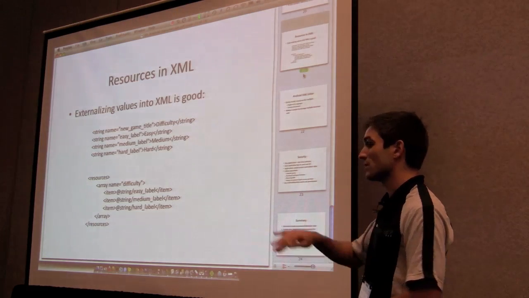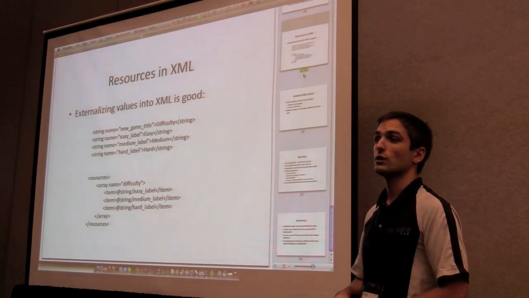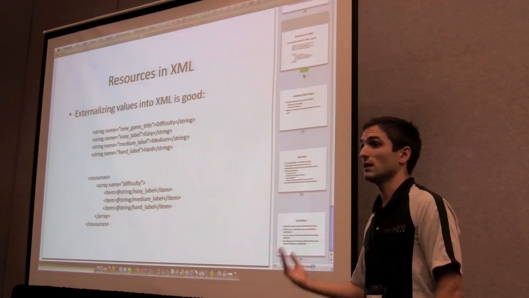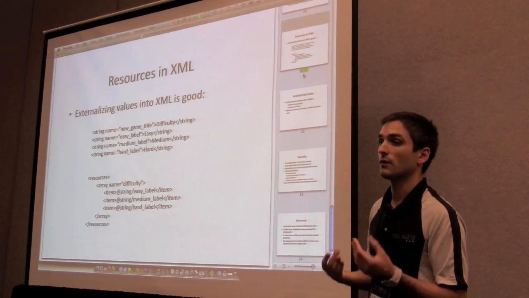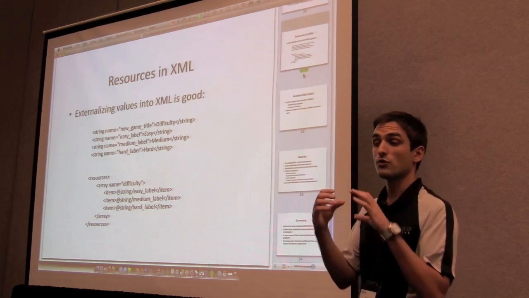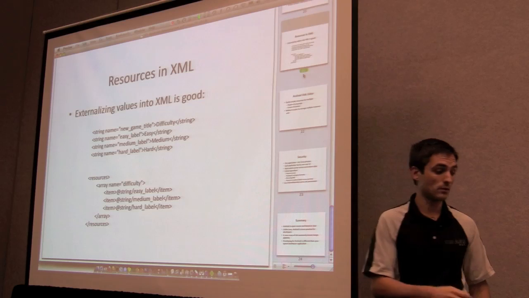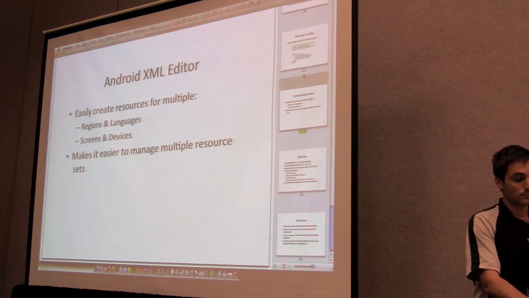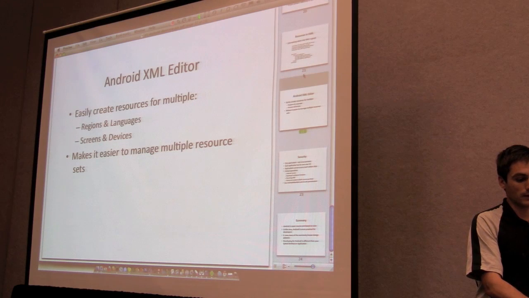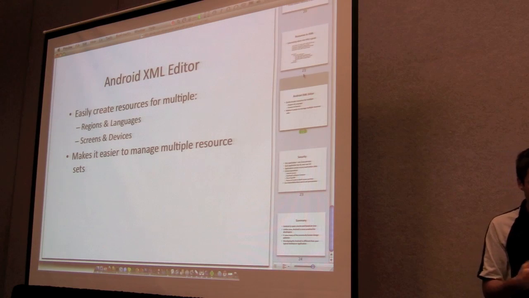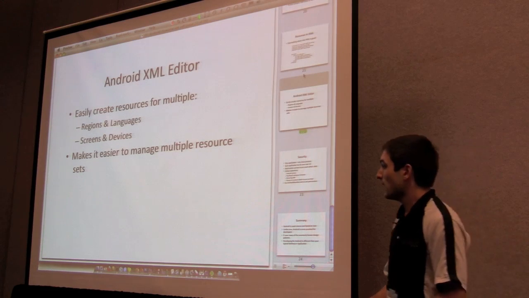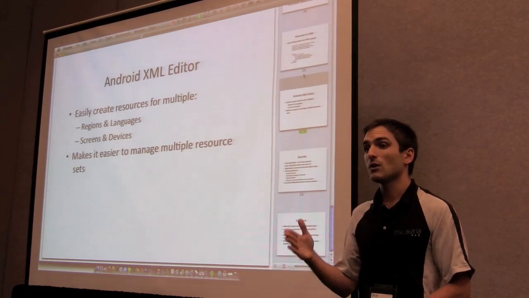So you want to externalize all this stuff so that you can easily provide, say, a translated version of your app or a version of your app that's going to work in a different screen size or portrait mode versus landscape mode, etc. As I said, the XML editor makes it really simple to create different versions. Ultimately everything's based just on a naming convention.